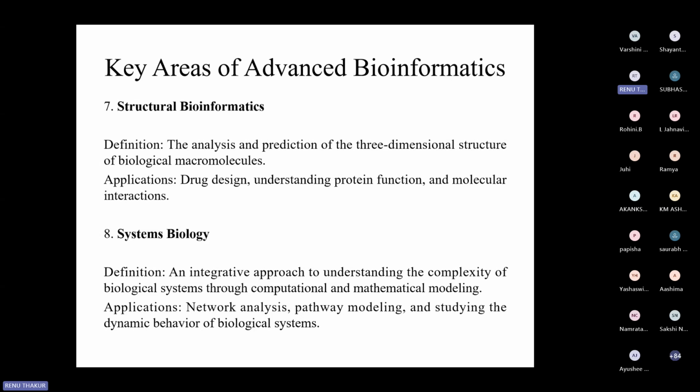Next thing is systems biology, an integrative approach to understand the complexity of biological systems. We biological organisms are so complex. One approach, the mathematical computational approach to decipher and break down the complexity of this biological system, is called systems biology. Under this, we use systems biology for network analysis, pathway and modeling, and studying the dynamic behavior of biological systems.